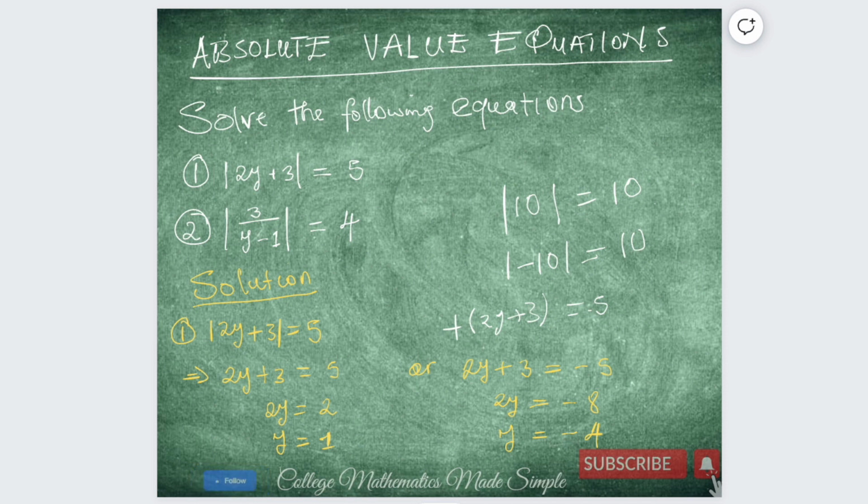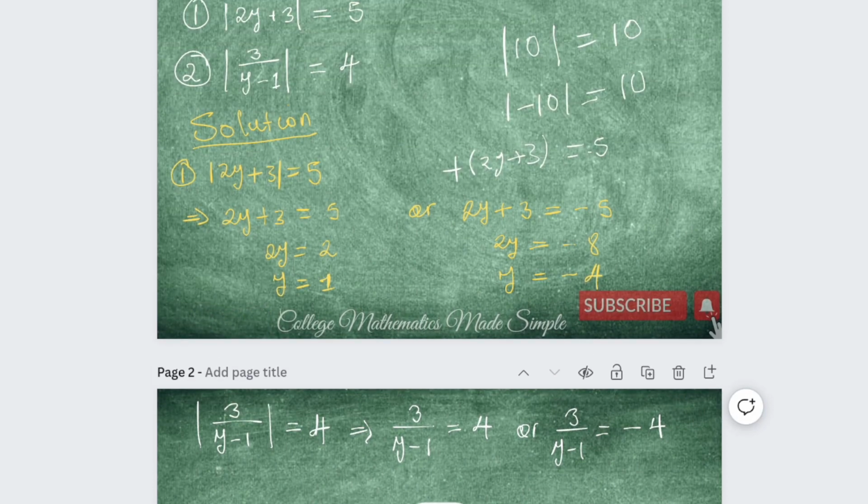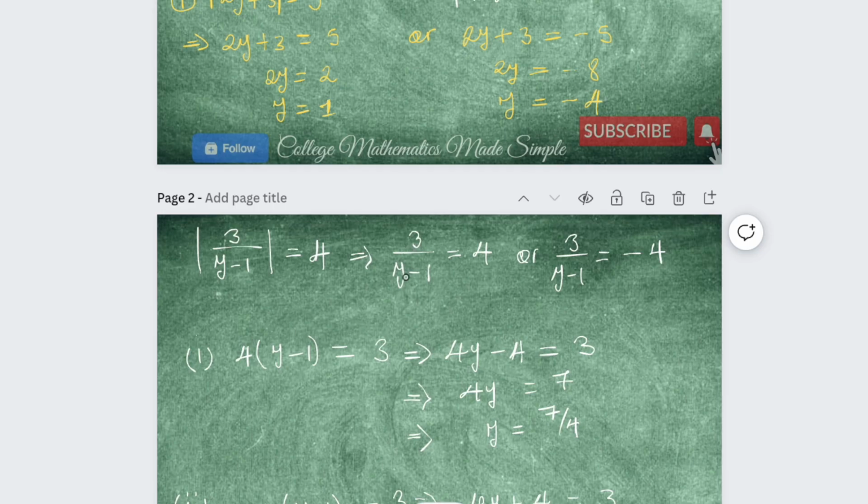Now the next problem says the absolute value of 3 over (y - 1) is equal to 4. So meaning that 3 over (y - 1) can be positive or it can be negative. Having said that, we can write 3 over (y - 1) is equal to 4, or 3 over (y - 1) is equal to negative 4.